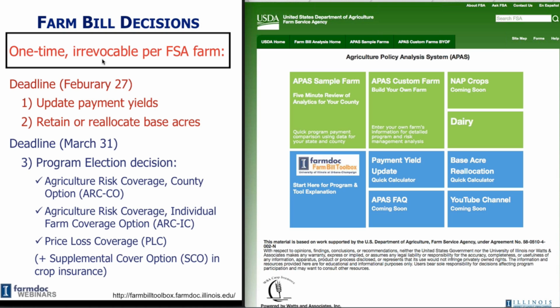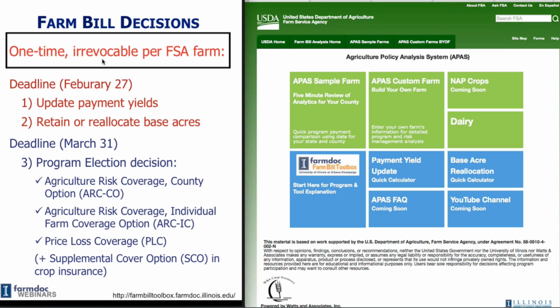Let's just talk about the decisions that you have to make. You have one-time irrevocable decisions per FSA farm. So this is an FSA farm decision. If you control or own more than one farm, you will have to make these decisions for each one of these farms. It's irrevocable. You can't change it through the life of the Farm Bill, which is scheduled to run through 2018. So these decisions will last for the 5 years of the Farm Bill.